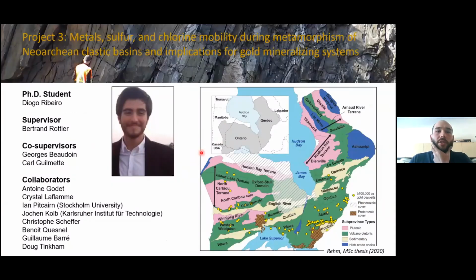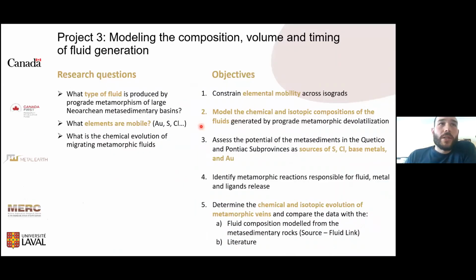The third project is the project of Diogo Ribeiro, who is a PhD student who started last fall at Laval University. He's supervised by Bertrand Rottier here at Laval. Diogo is going to try to investigate the metal, sulfur, and chlorine mobility during metamorphism and try to understand what the implications are for gold. So the research questions. First of all, what type of fluid? I'm talking not only about qualitative, but quantitative characterization of the fluids produced during prograde metamorphism of large Neoarchean metasedimentary basins. This is a major question.